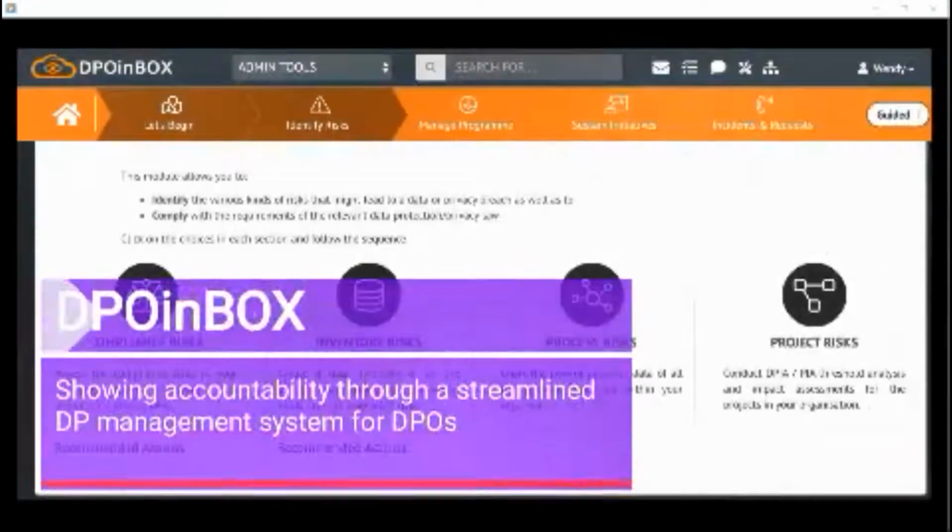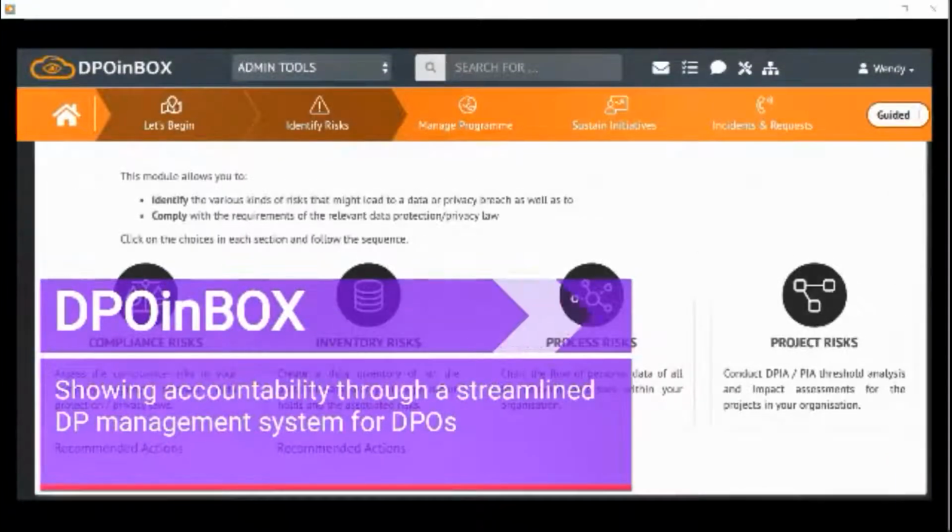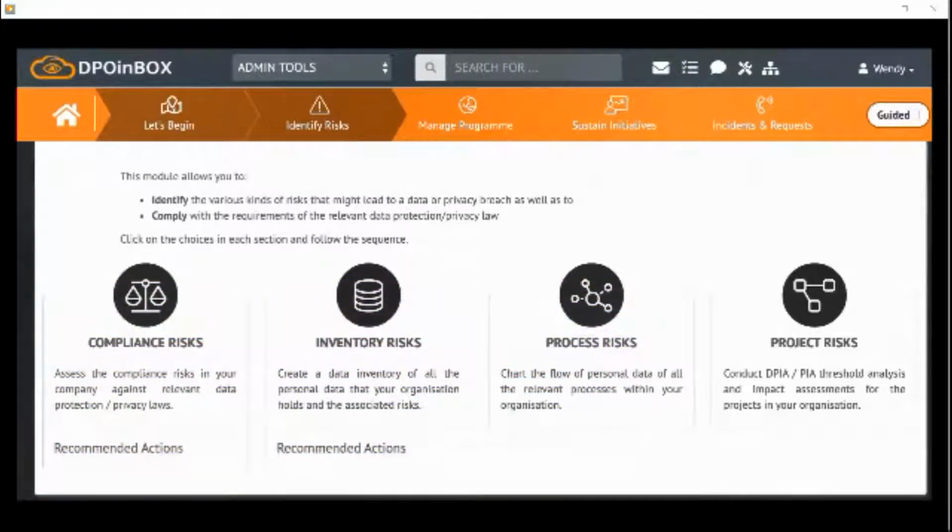And they found the companies with the strongest governance processes exceeded the average by 8.5% per year. You can get into your DPO inbox, and if you look, identify risk, if you click identify risk, the 4 areas of risk management will come up. This will help you in managing your risk.